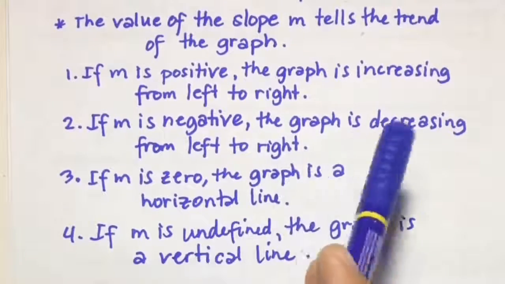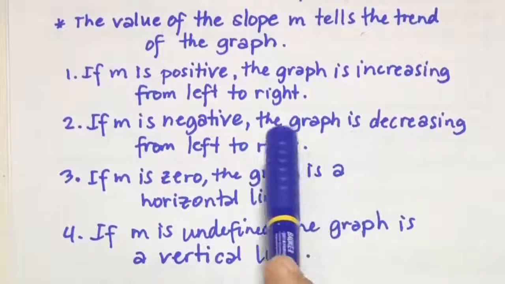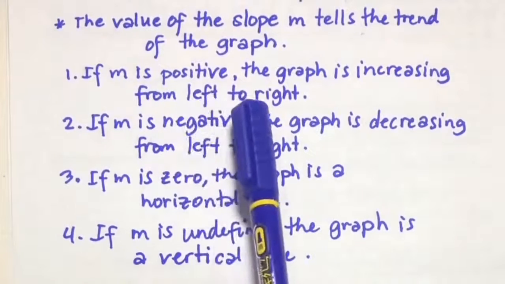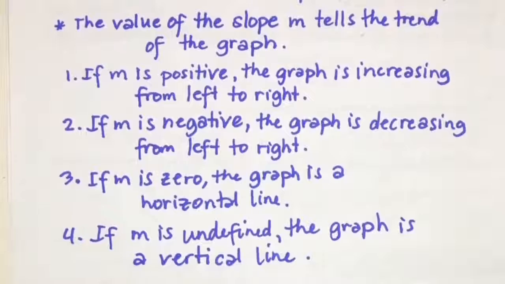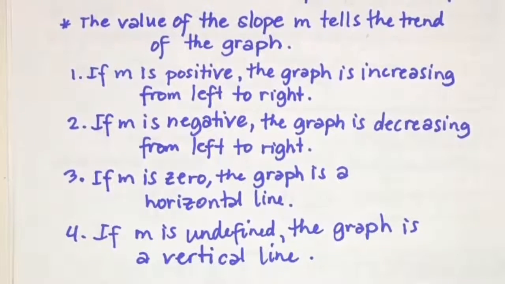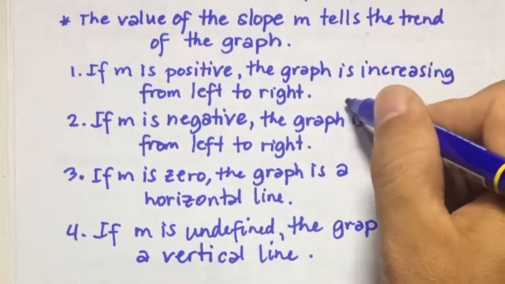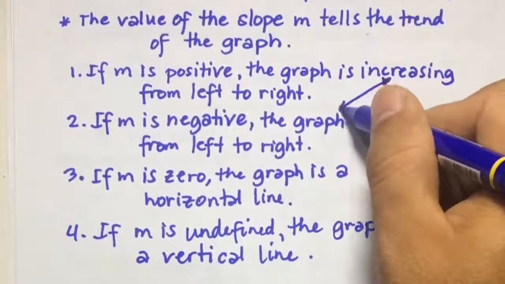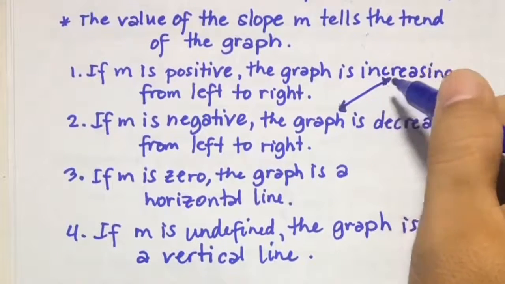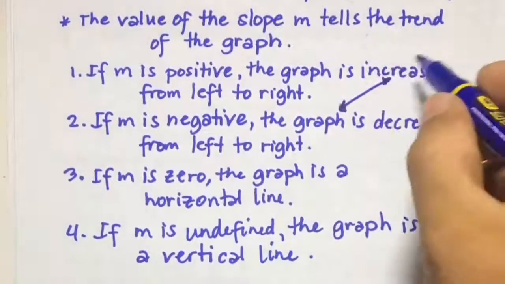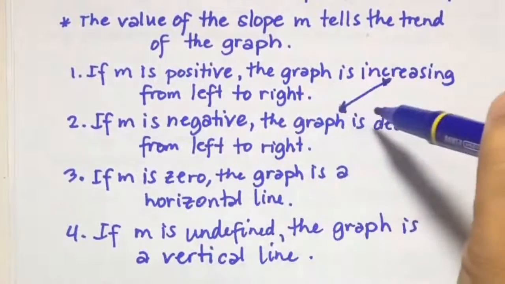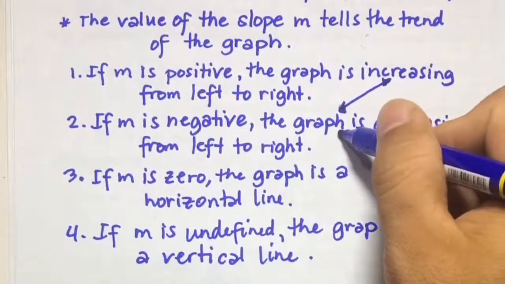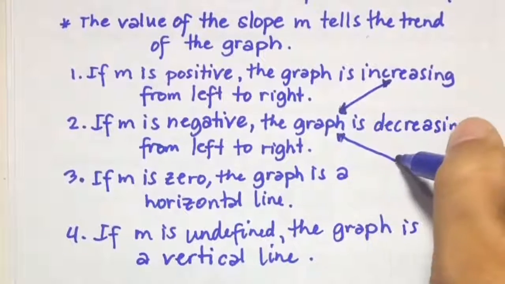So we have here the trend of the graph of a line using the value of the slope. Number 1, if m is positive, then the graph is increasing from left to right. So from left, it will be increasing to right. So this will be the form of the graph, or this will be the graph of a line where m is positive. Then if m is negative, then the graph is decreasing from left to right. So the graph here will look like this. So from left to right, it will be decreasing.